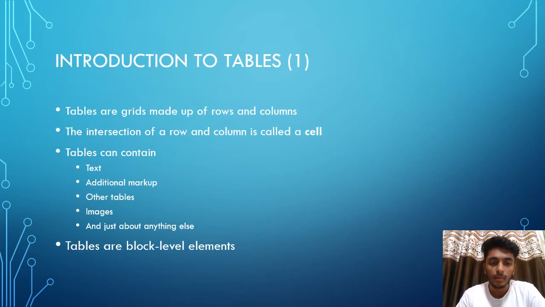Introduction to tables. Tables are grids made up of rows and columns. So you can see here, tables are basically a grid made up of rows and columns. The intersection of a row and a column is called a cell. A cell is basically an intersection of a row and a column. So we have come across a matrix, which consists of rows and columns. In the same way, this is also called a cell.